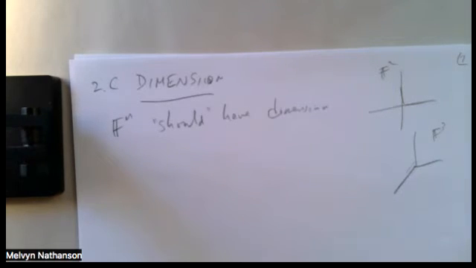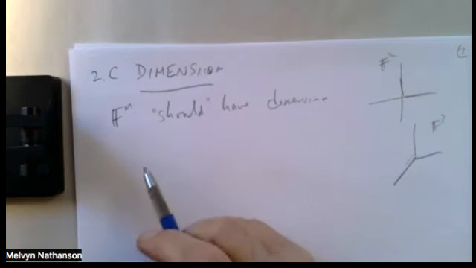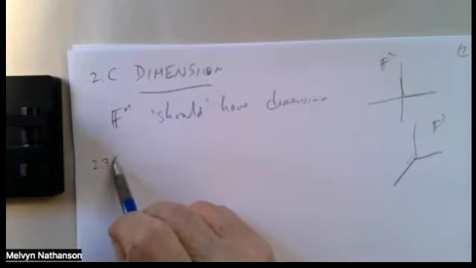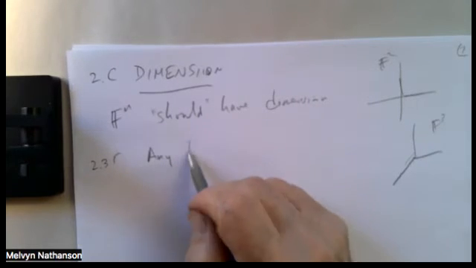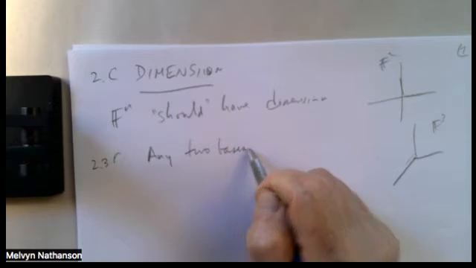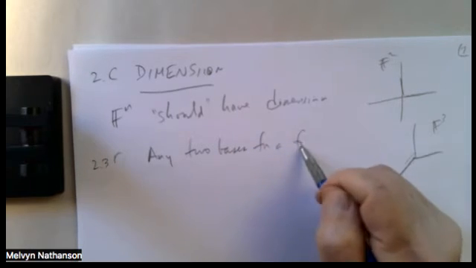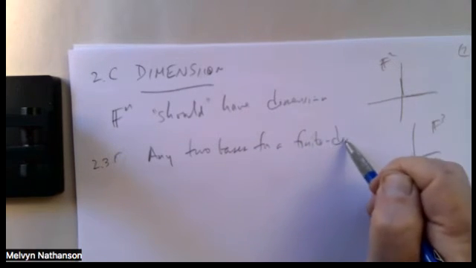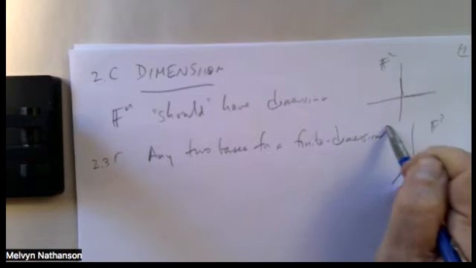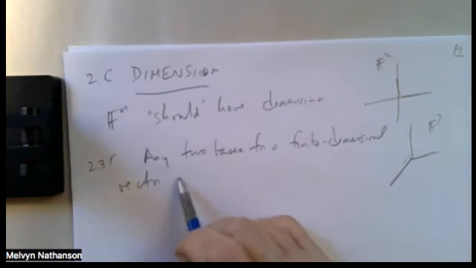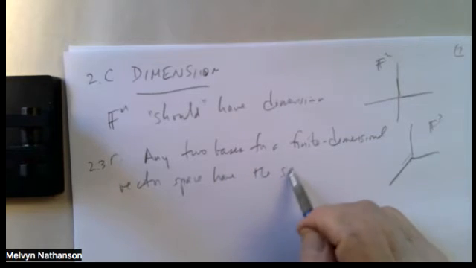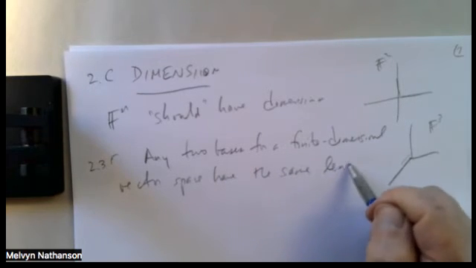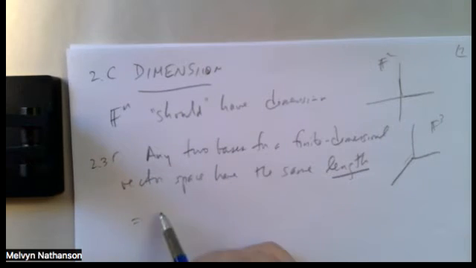And how do we make this intuition precise? Theorem 2.35 says that any two bases for a finite dimensional vector space have the same length, which means the same number of elements.